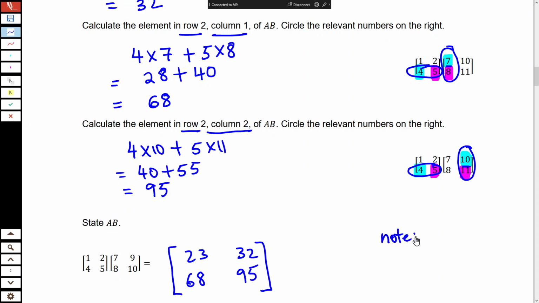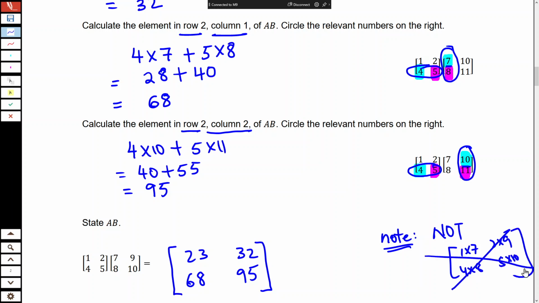Please note, it is not 1 times 7, 2 times 9, 4 times 8, 5 times 10. We are not doing this for matrix multiplication. We're using this process involving a row in the first matrix and the column in the second matrix to generate individual entries in the final matrix.